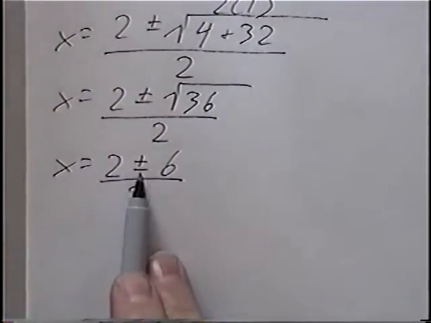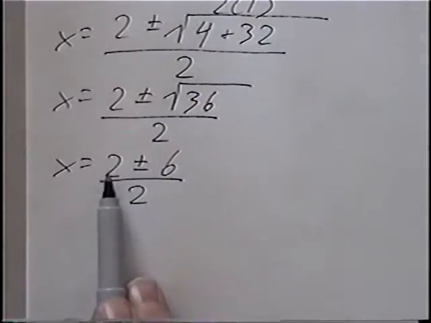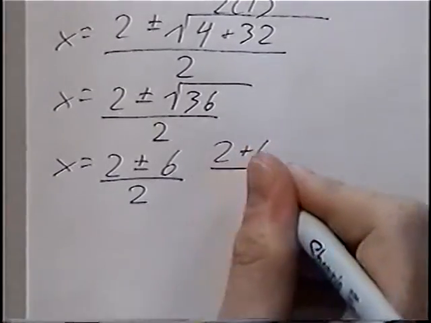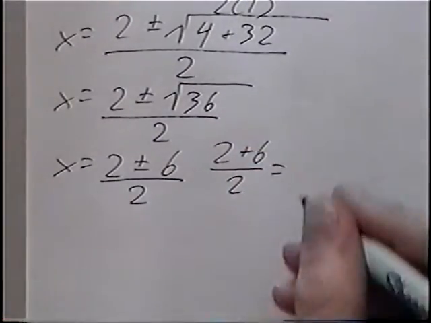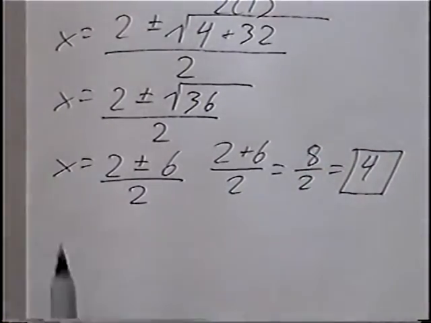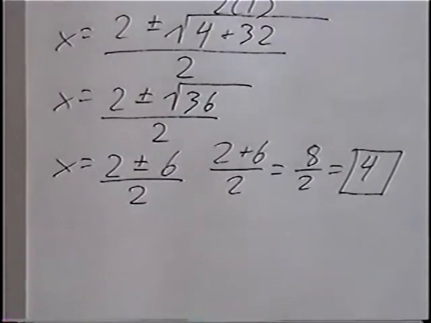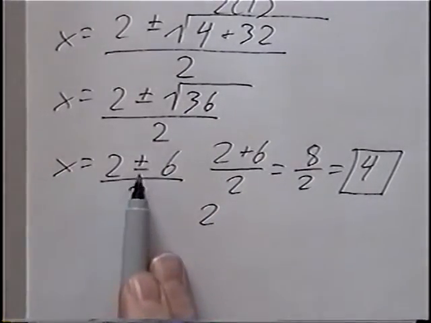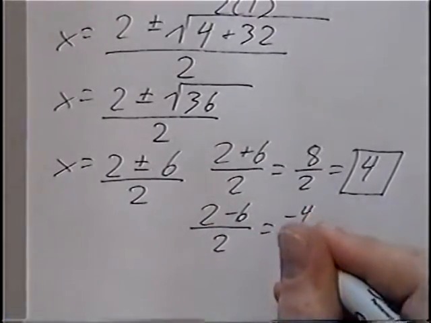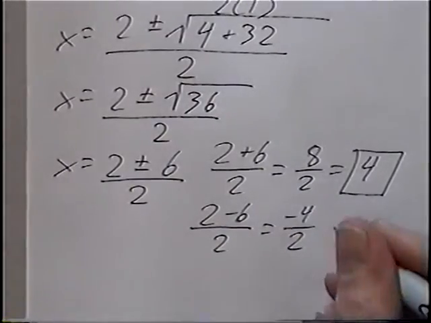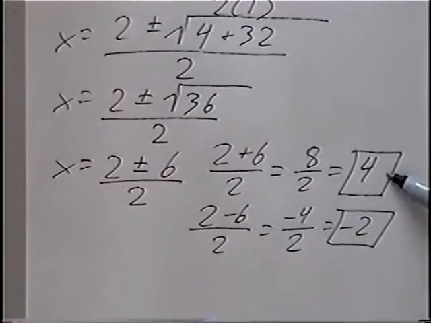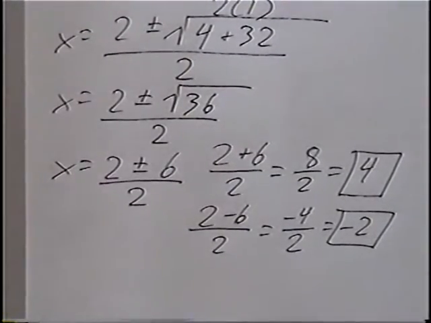Solving from here, the plus or minus sign means we'll have 2 plus 6 and also 2 minus 6. If we do the first answer as 2 plus 6 divided by 2, 2 plus 6 would be 8. 8 divided by 2 would be 4. So our first answer would be x equals 4. And our second answer, we can do 2 minus 6 divided by 2, which would be negative 4 divided by 2, which would be negative 2. So we'll have two answers, x equals positive 4 and x equals negative 2.